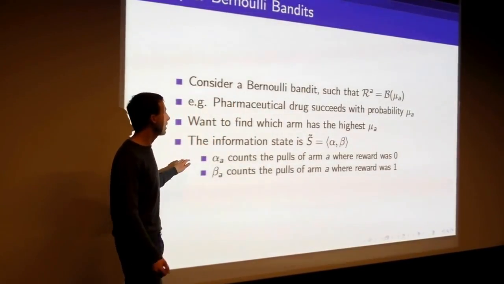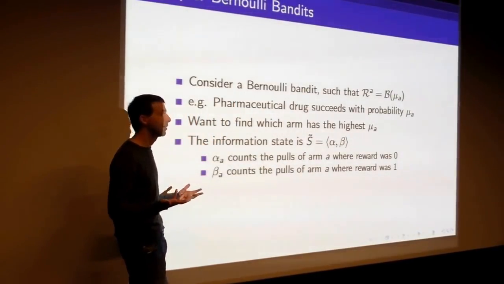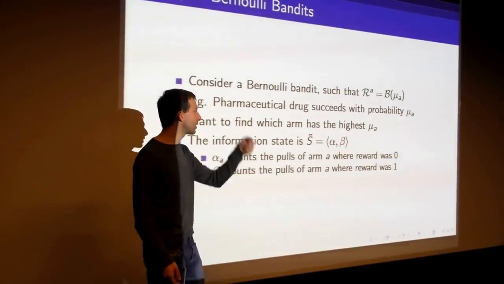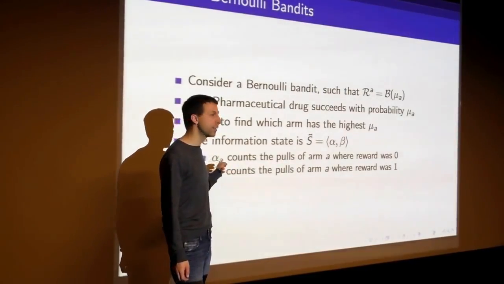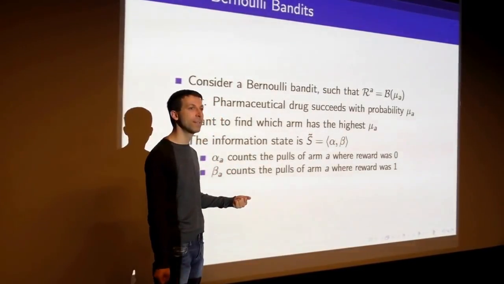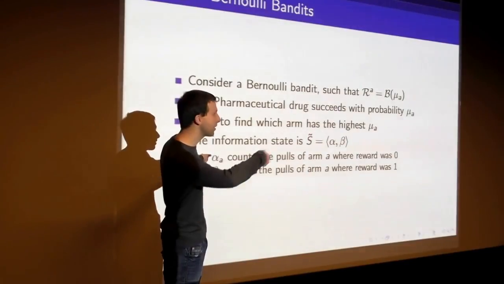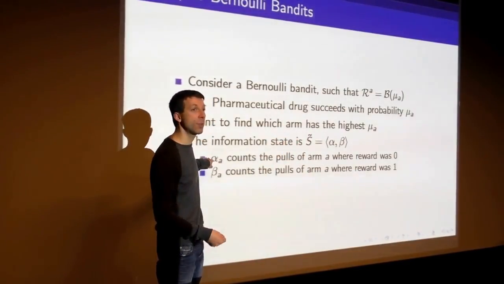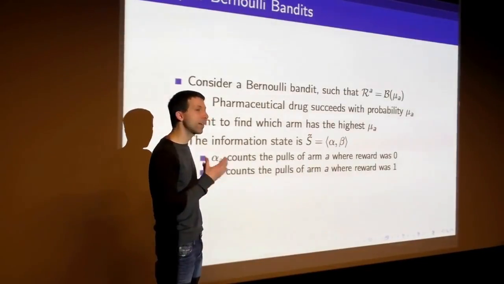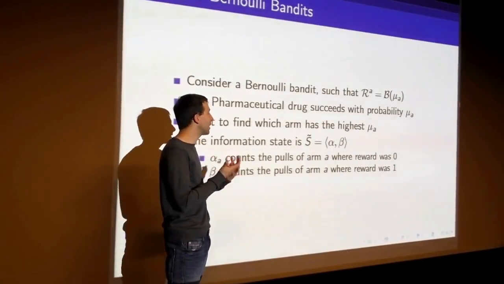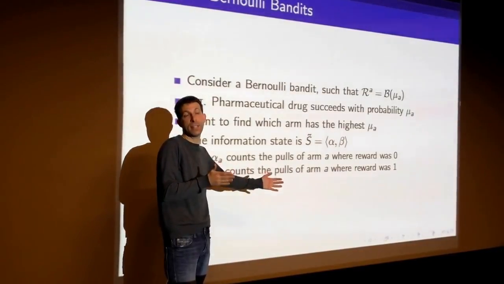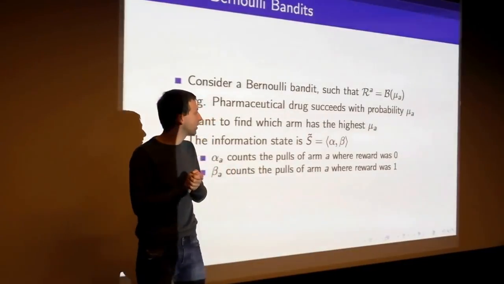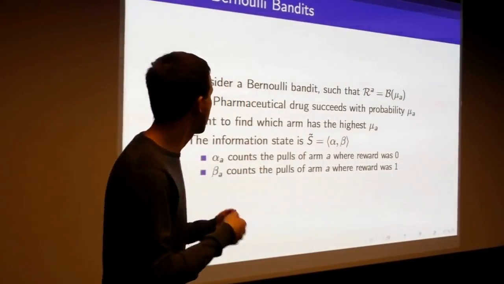And so what's the information state here? Well, the information state is the counts. That's one example of the information state. How many times have I pulled this arm and it's failed, and how many times have I pulled this arm and it's succeeded? So how many times did I try this drug on someone and they got better, and how many times did they not get better? If I can keep those statistics, they summarize everything I've seen so far. A sufficient statistic of all of the pulls that we've made in this bandit problem.